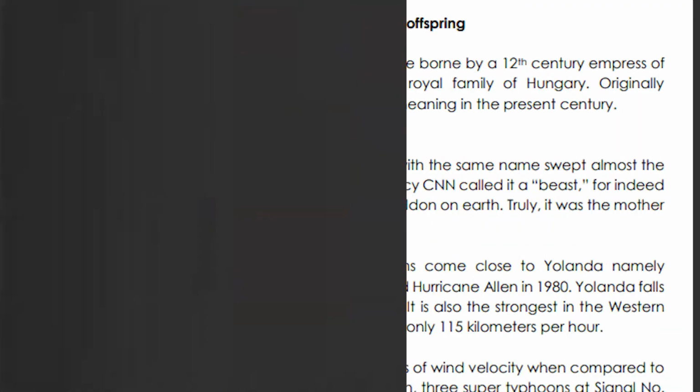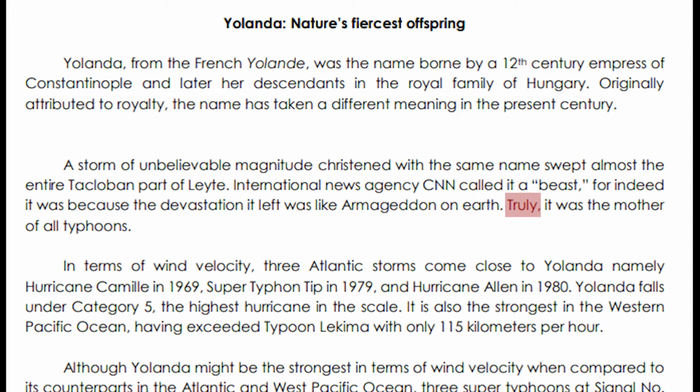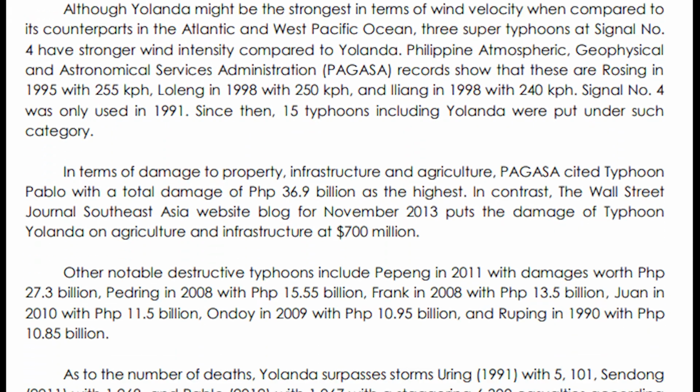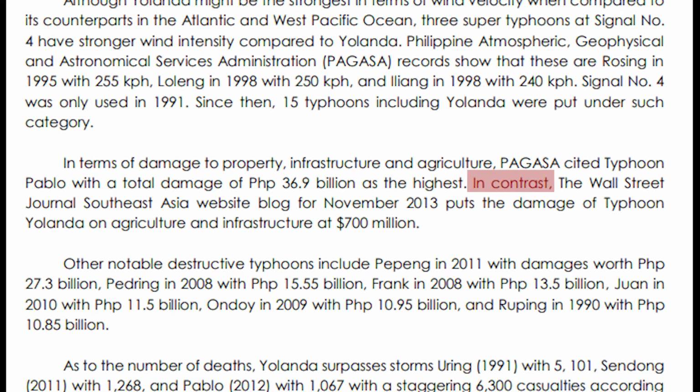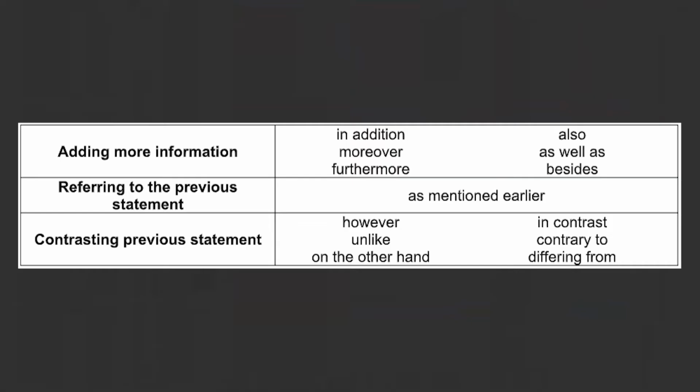In the second paragraph of the text, "Choli" was used to emphasize Yolanda being the mother of all typhoons, while in the fifth paragraph, "in contrast" was used to differentiate the damage to property of typhoons Pablo and Yolanda. Here are the sample transitional devices that we can use.